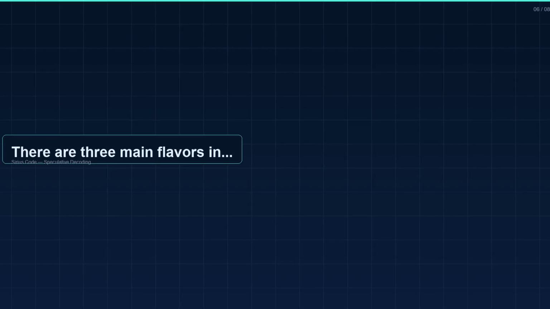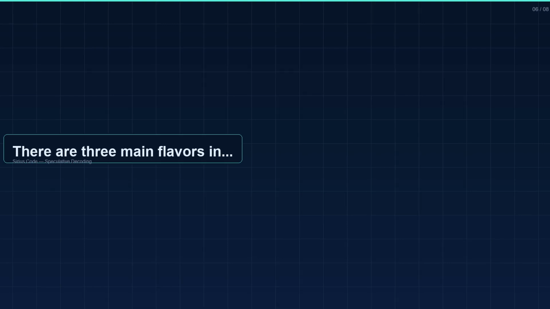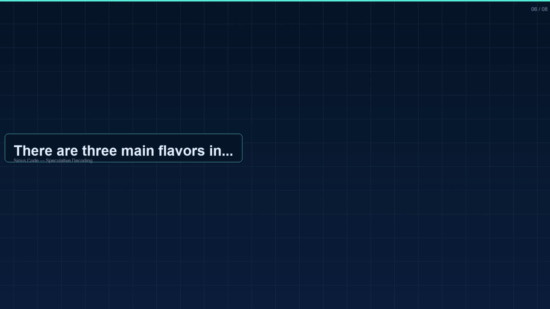For builders, the implementation is essentially free. vLLM has speculative decoding built in. You can enable it with a one-line config change. Llama.cpp supports it. Hugging Face Transformers supports it. There is no excuse not to use it in 2026.